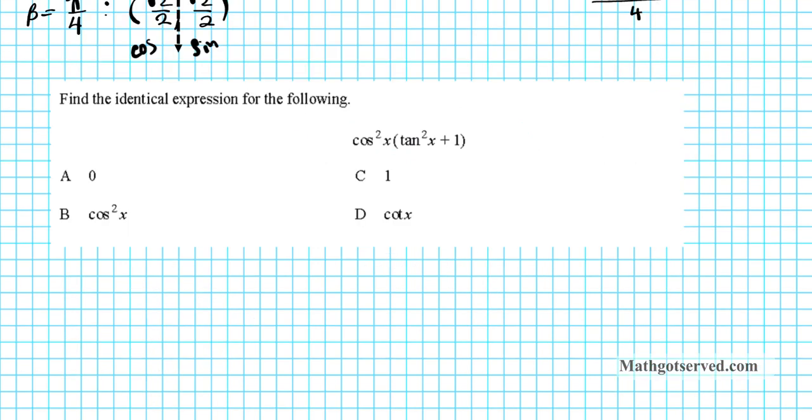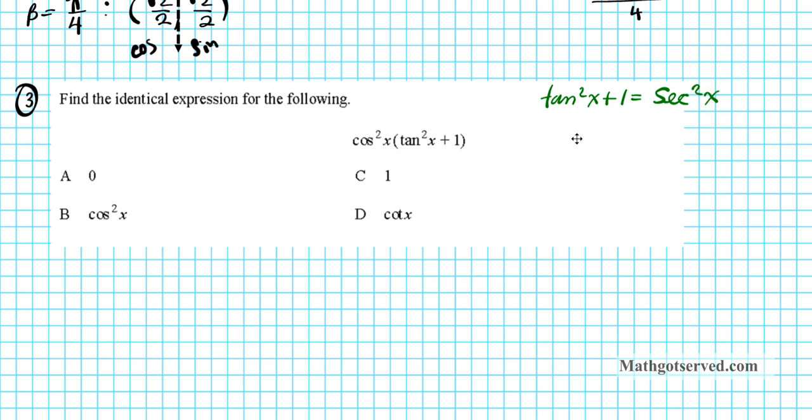All right, let's take a look at question number 3. We're to find the identical expression for the following: cosine square x times tan square x plus 1. So we're going to be making use of multiple identities here. First of all, let's take a look at tan square x plus 1. If you think about your Pythagorean identities, do you remember what tan square x plus 1 is? From the Pythagorean identities, tan square x plus 1 is equal to secant square x.